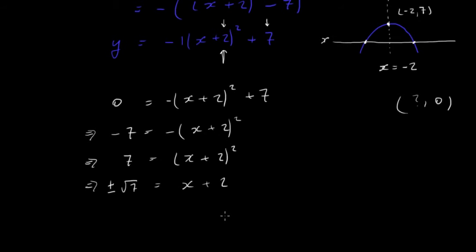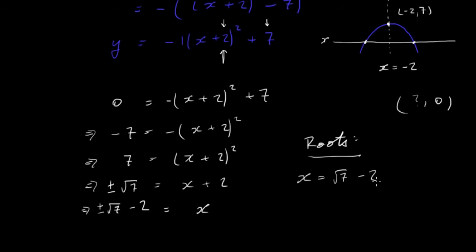Now let's subtract 2 from both sides. That gives us x on this side, and on the left hand side we end up with plus or minus square root 7, and then our minus 2 here. So these are our two roots: x is equal to square root 7 minus 2, and x is equal to minus the square root 7 minus 2. So these work out to be approximately, let's say, 3 decimal places.